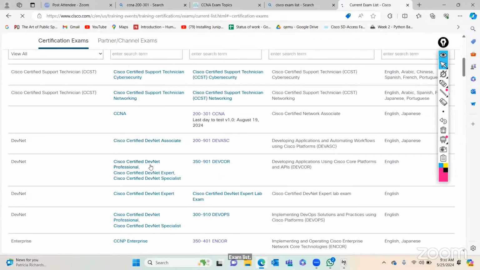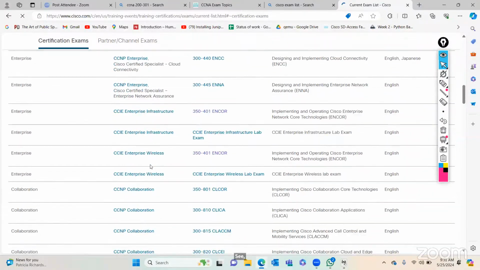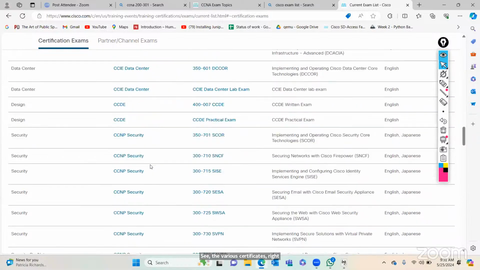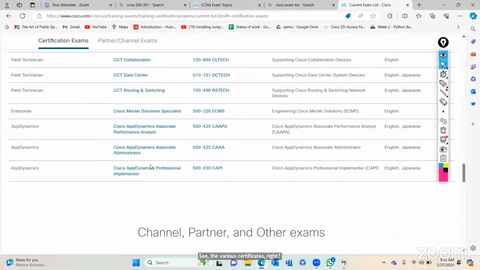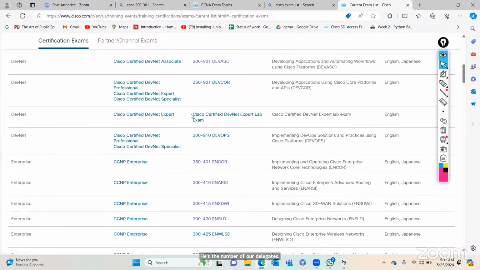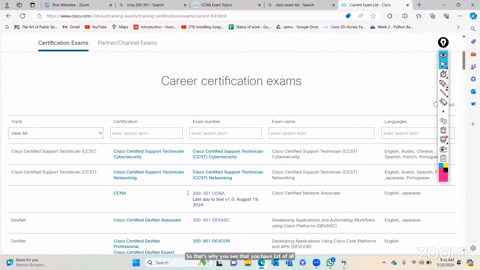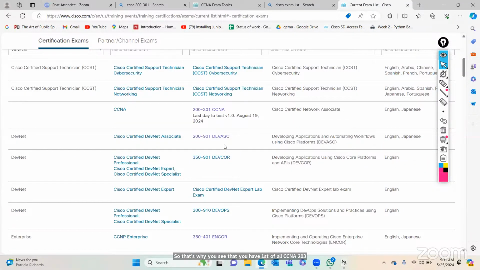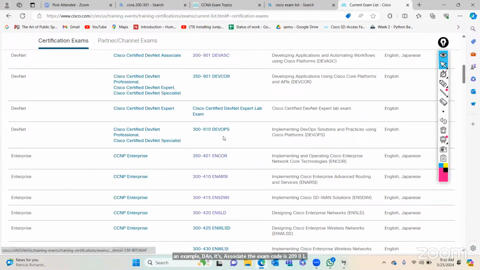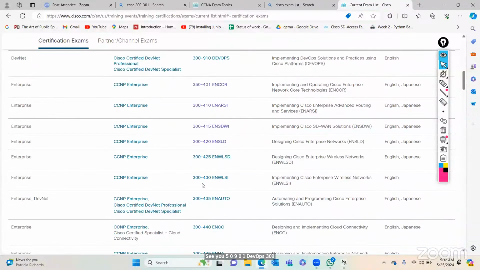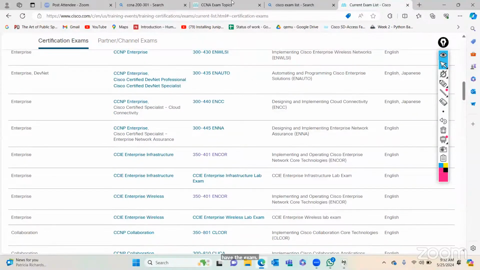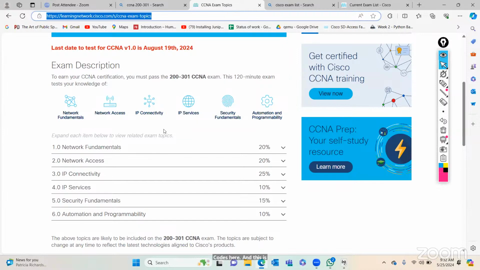See, there are various certifications, right? See the number of certificates. So first of all, you have CCNA 200-301. There's an exam for DevNet, Cisco DevNet Associate. The exam code is 200-901. DevCore is 350-901. DevOps is 300-910, right? So likewise, you have the exam codes here. And this is the CCNA 200-301.